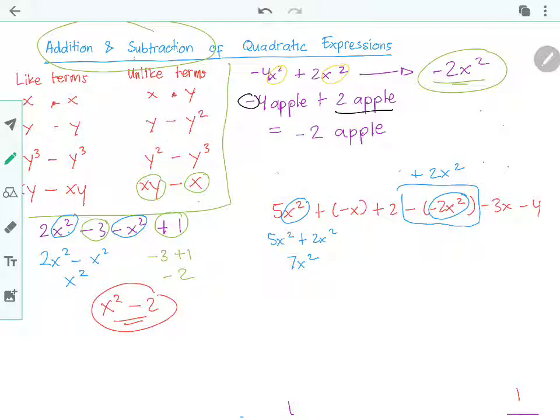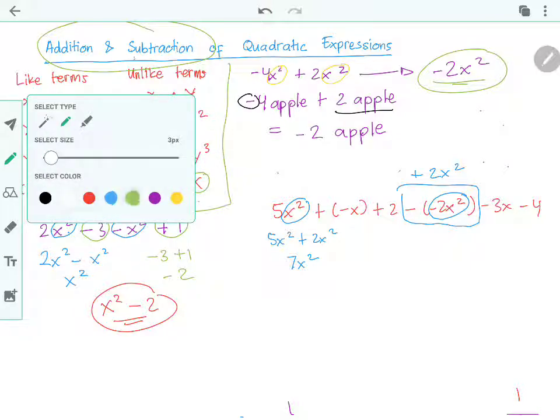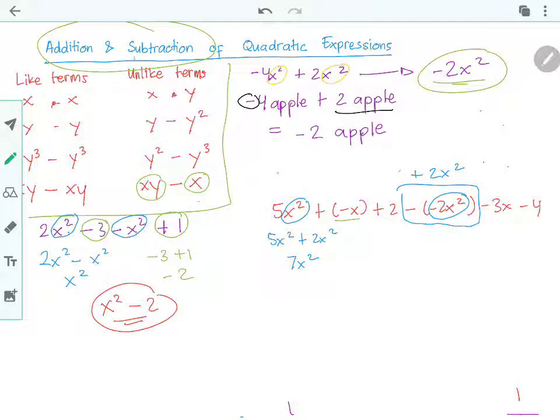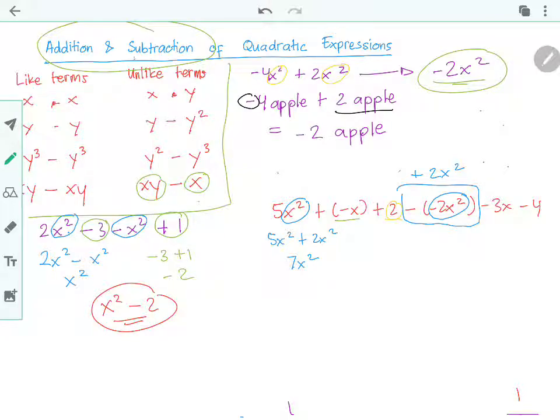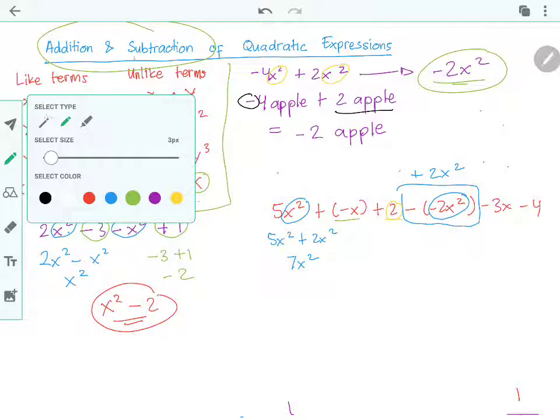Okay, right now I need to find other like terms. Here I can see I have x here and also the number that doesn't have any variable. Now the question is which one should I choose? Usually we go from the bigger one, which means x squared will go to the x that doesn't have an exponent, and then we'll go to the number that doesn't have a variable at all. We can go vice versa, but it's better to do it in order.